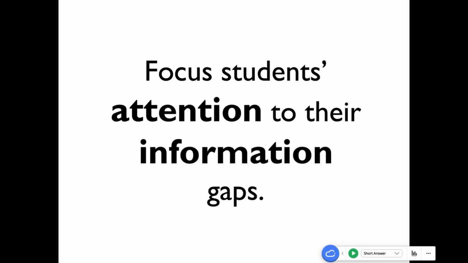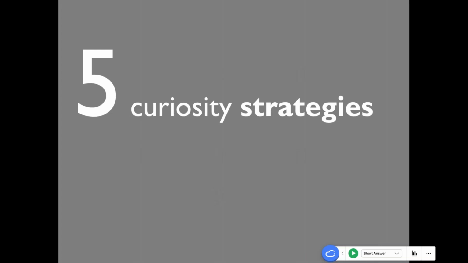So here's what I propose. I propose we operationalize information gap theory, and we use it to teach our students. And the way we do it is by focusing our students' attention on the information gaps. All right? I'm going to give you the 5 things I did today with the 2 questions I did at the beginning in order to achieve that. So I'm going to give you 5 curiosity strategies that I used today, which you can hopefully do pretty quickly in your courses.